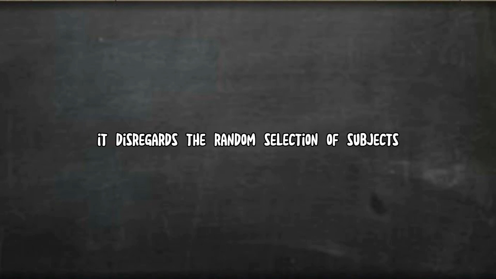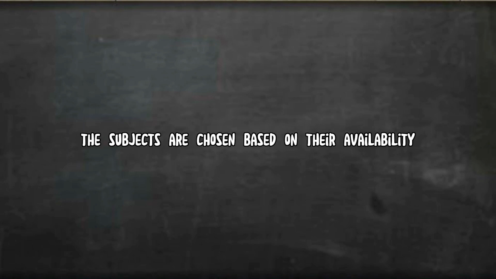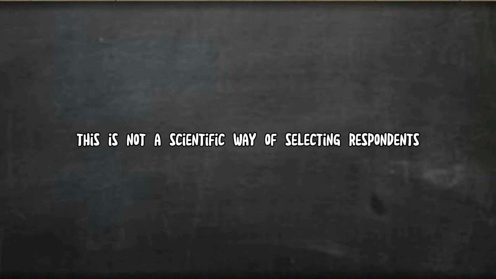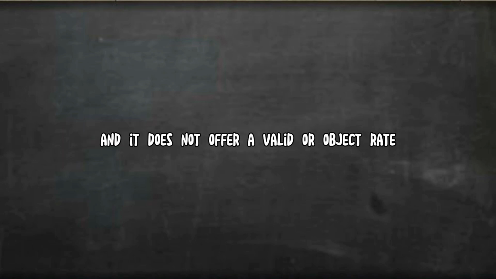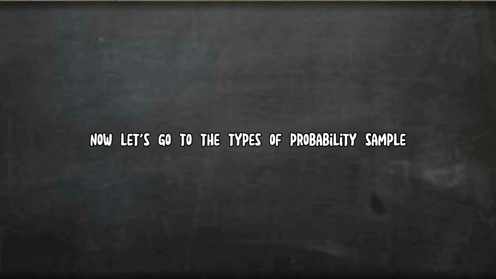It disregards the random selection of subjects and instead the subjects are chosen based on their availability or the purpose of the study, and in some cases at the sole discretion of the researcher. This is not a scientific way of selecting respondents, and it does not offer a valid or objective way of detecting sampling errors. Now let's go through the types of probability sampling.